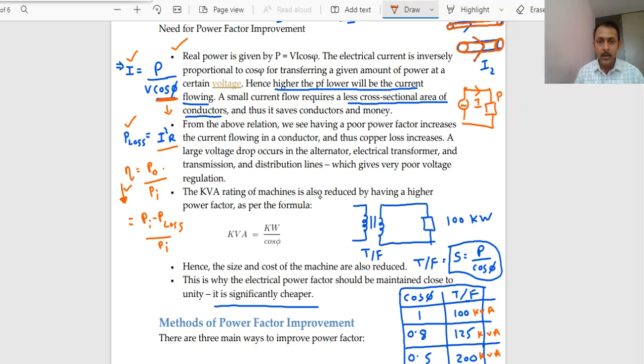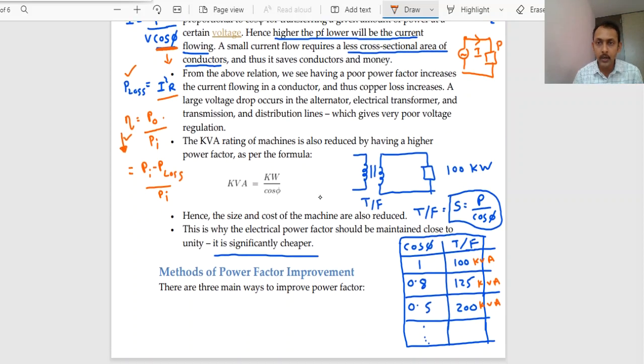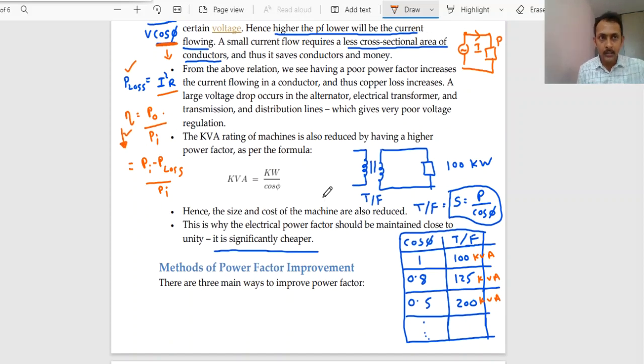And another important point is, dear students, please observe this example carefully. For the same amount of power, for example, a load is there which requires 100 kilowatts of power. Now what should be the size of the transformer, the size in kVA? What should be its size will depend upon the power factor of the load.